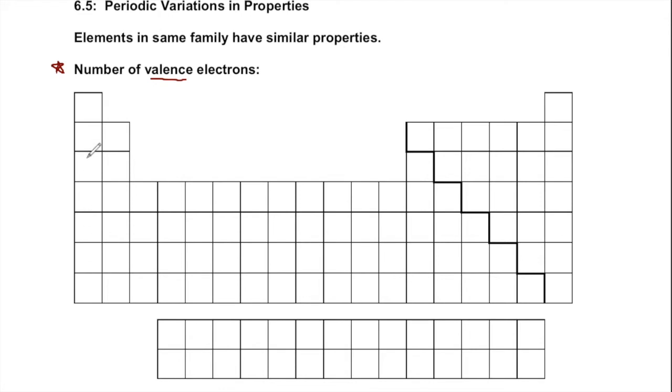So these first elements over here, this first group, they are starting a new shell. They are putting their first electron into their outermost shell. They have one valence electron. And then we continue with the second family, group 2, having 2 valence electrons.